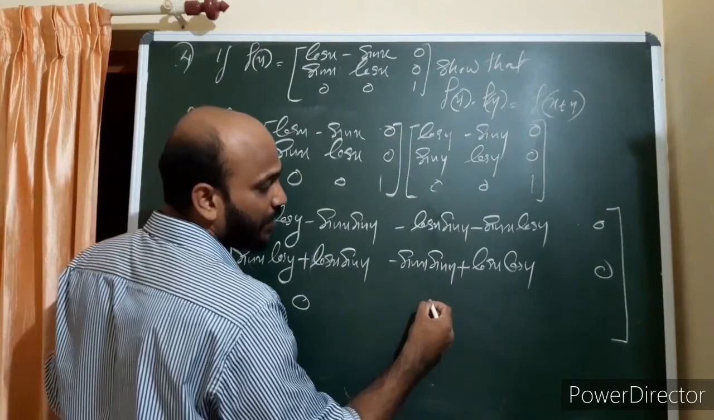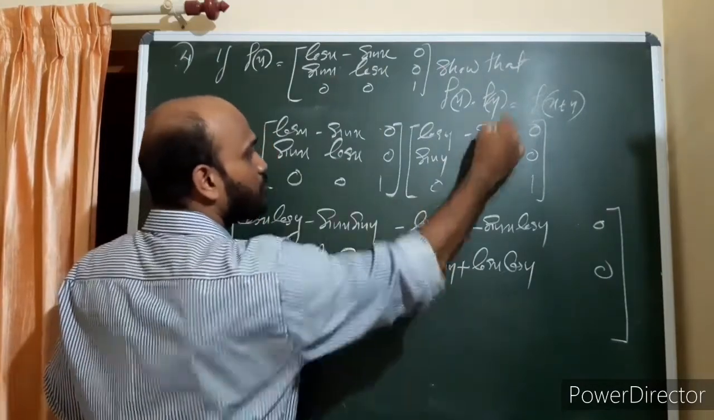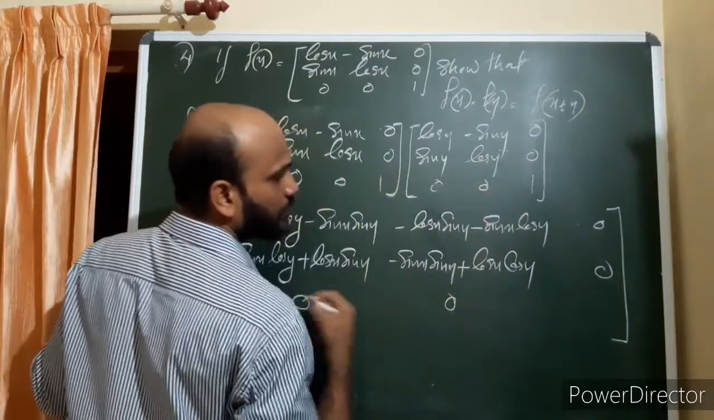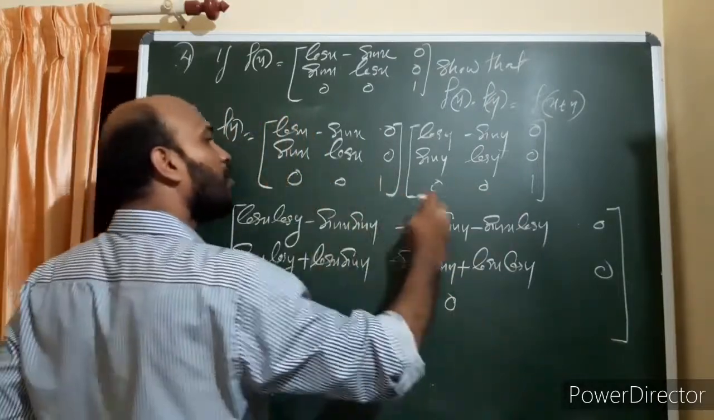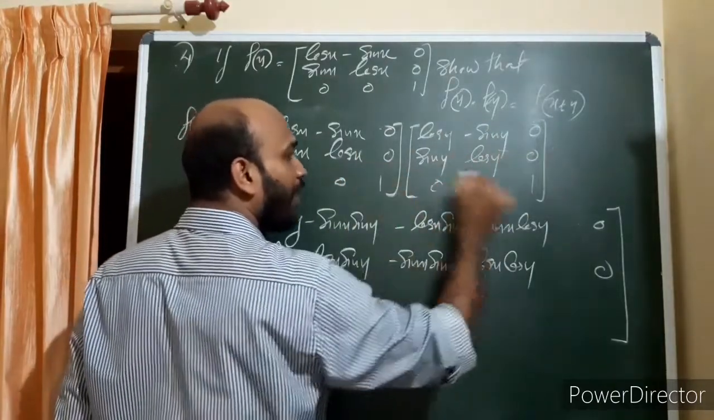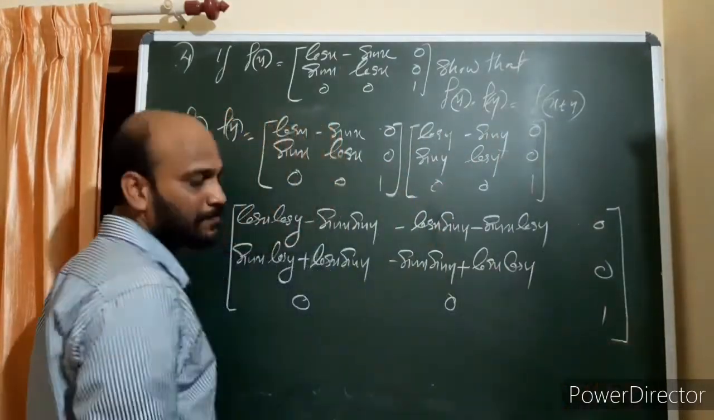Then this is A32, you have to multiply: so 0, 0, 0. Then A33, third row and third column: 0 into 0 is 0, plus 0, 1 into 1 is 1, we will get like this.